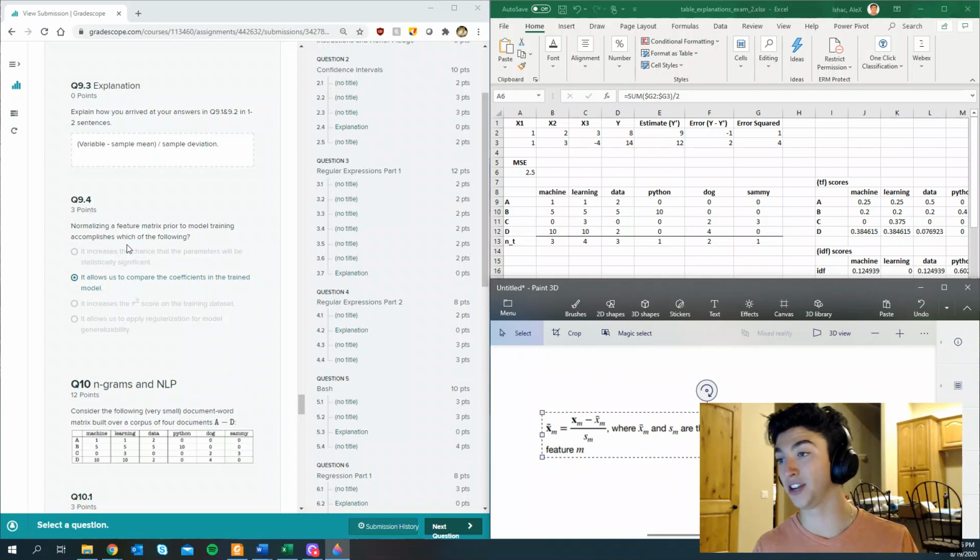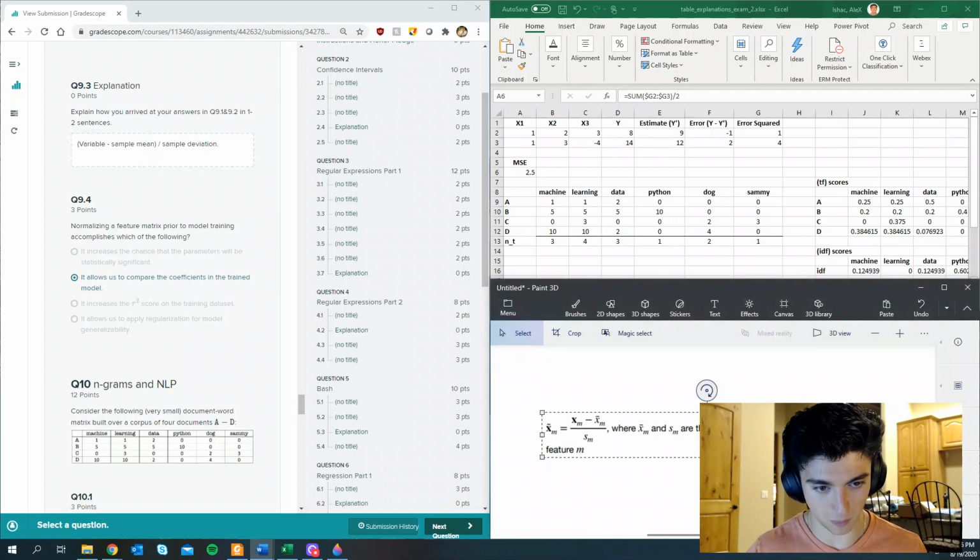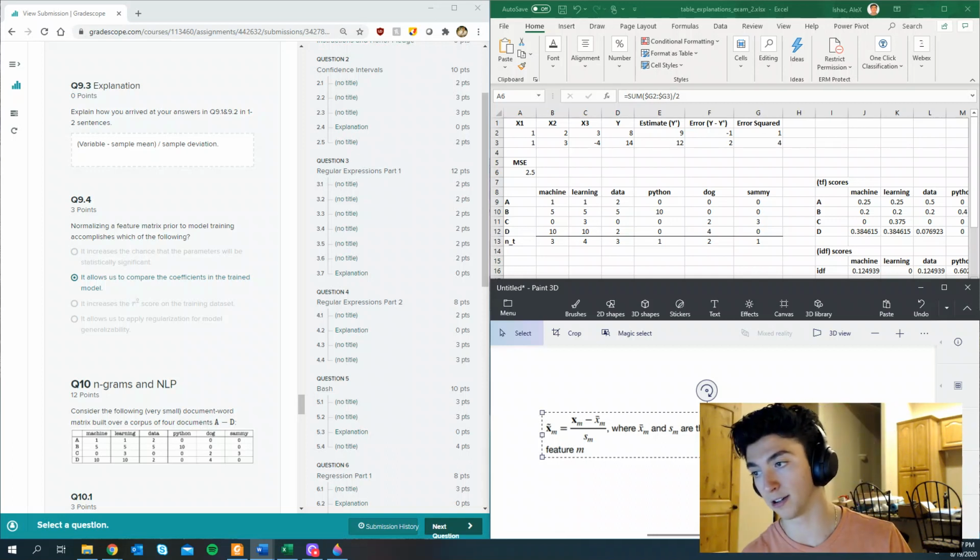Normalizing a feature matrix prior to model training accomplishes which of the following? The answer is that it allows us to compare the coefficients in the trained model. Yes, so the answer is B. Again, my Word document here is a little funky. There we go, that looks a little bit better. Now, how did I calculate that? So 9.4, the answer is B. It allows us to compare the coefficients in the trained model, right? By normalizing the data before doing linear regression, we ensure that the coefficients are compared over a consistent range. That is the key.